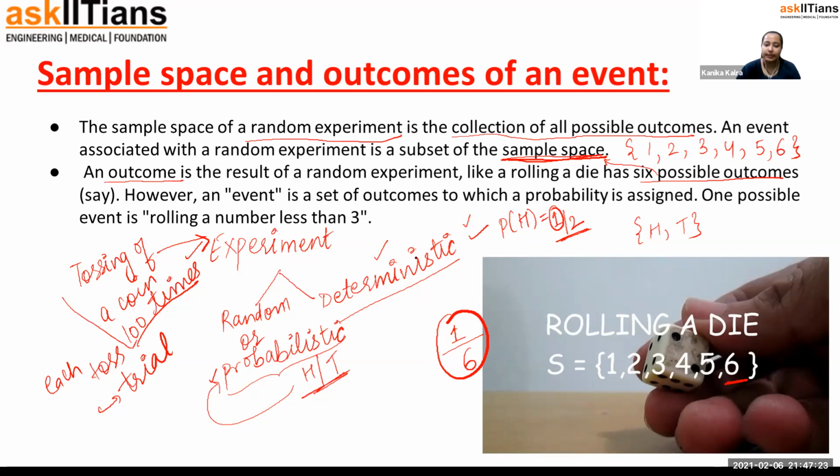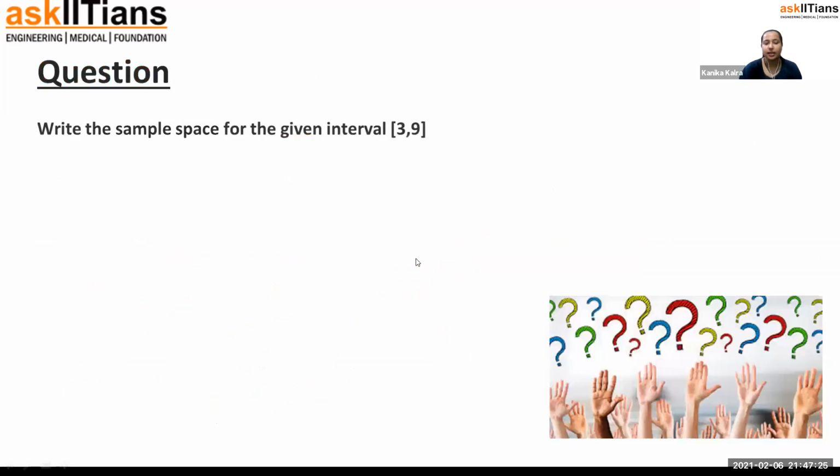All right. Now let's move further. Let's look at the question. Write the sample space for the given interval. Now, can you see these brackets in which the numbers 3 and 9 are enclosed? This is a square bracket. In higher grades, you will learn about intervals. This means a closed interval.